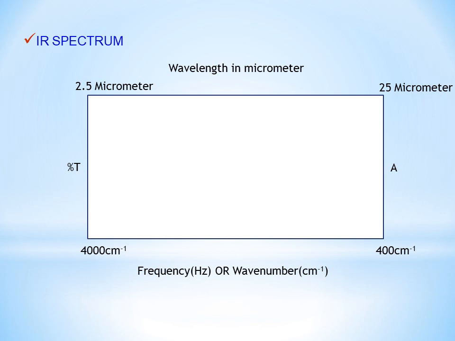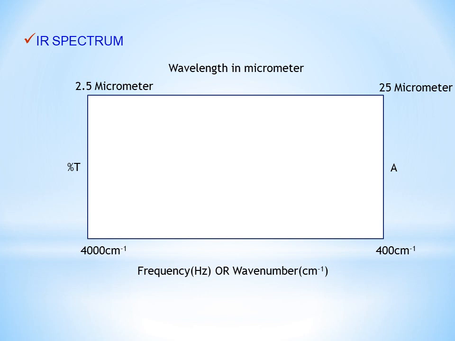Why do we observe such a scaling pattern in an IR spectrum? Wavelength from lower to higher and frequency from higher to lower. Why? We know very well the relationship between wavelength and frequency is an inverse relation. That's why wavelength starts from a lower value and frequency starts from a higher value.